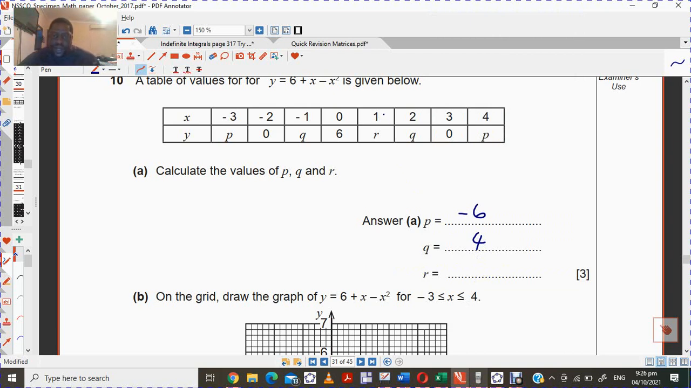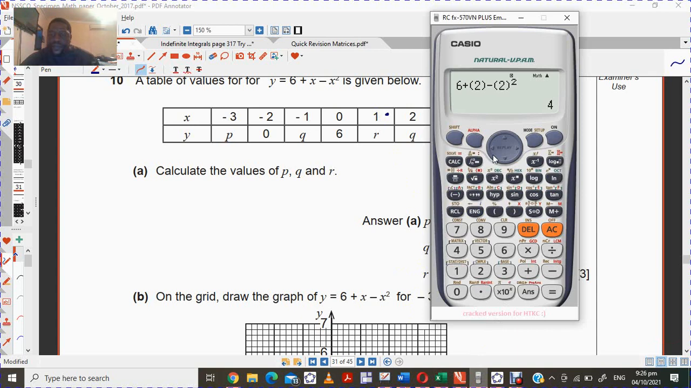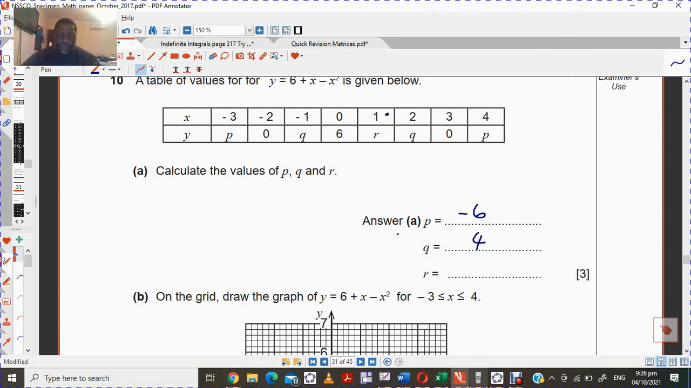Well, I'm looking for R, sorry, so I'm supposed to put +1 there. So +1 and then the other one positive 1 as well, so I get 6 as an answer. Okay, so I should have my values of P, Q, and R as -6, 4, and 6.